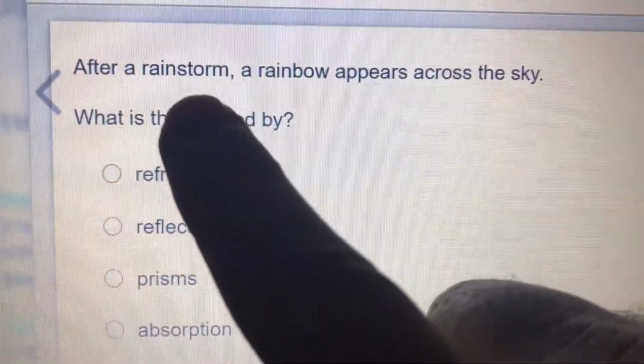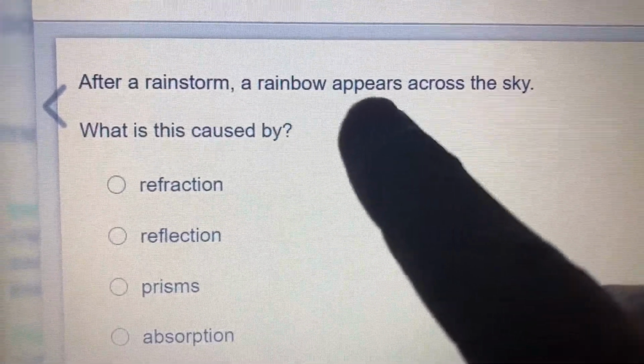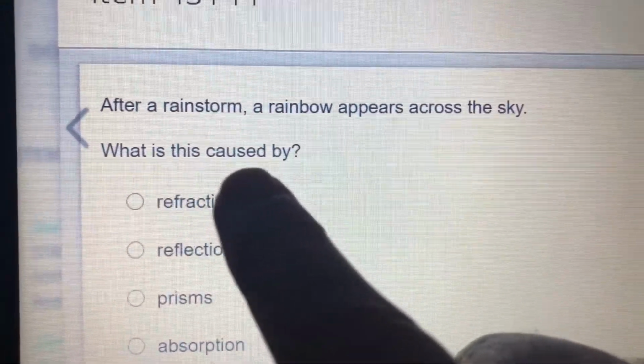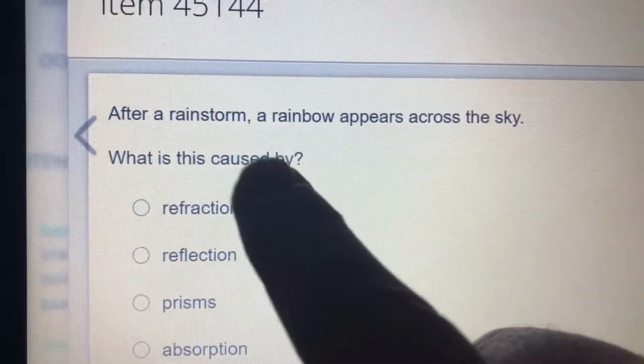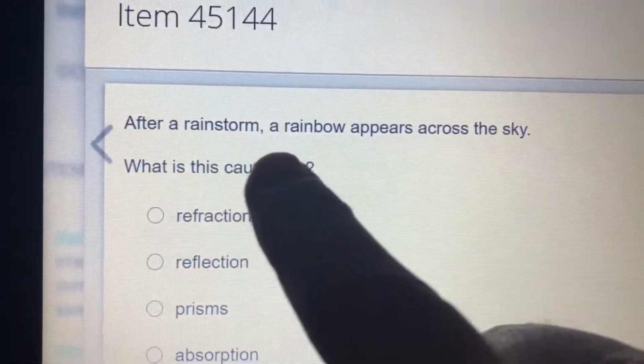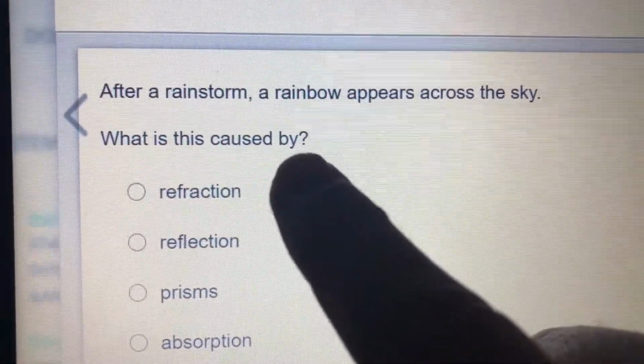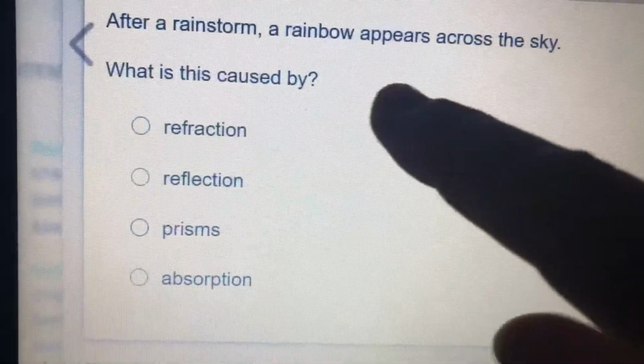After a rainstorm, a rainbow appears across the sky. What is this caused by? So a rainstorm and a rainbow appears, and we want to know what caused this rainbow. So what causes a rainbow after a rainstorm? That's the question that we need to answer. Let's look at our choices.